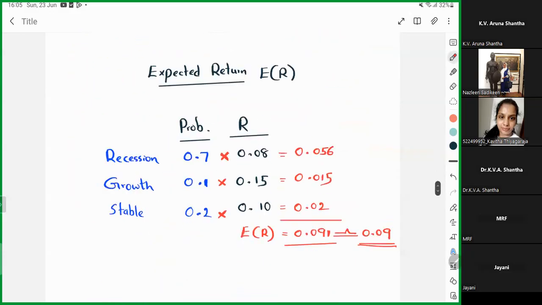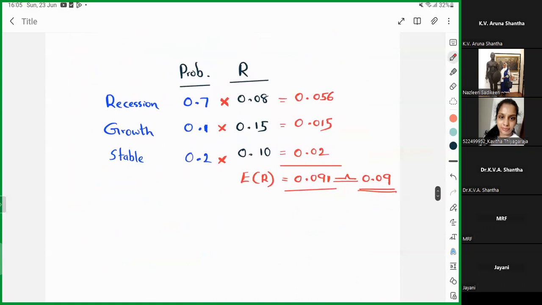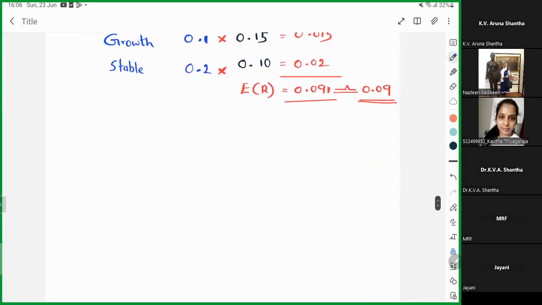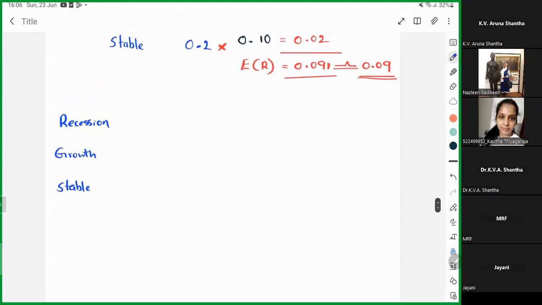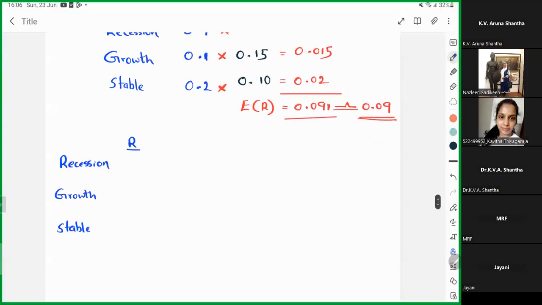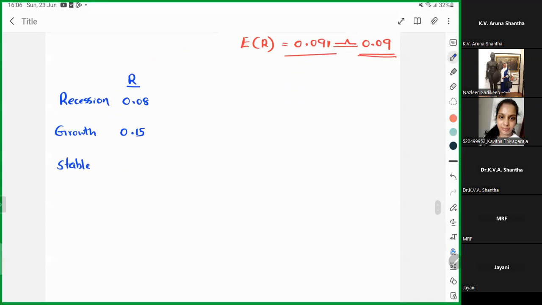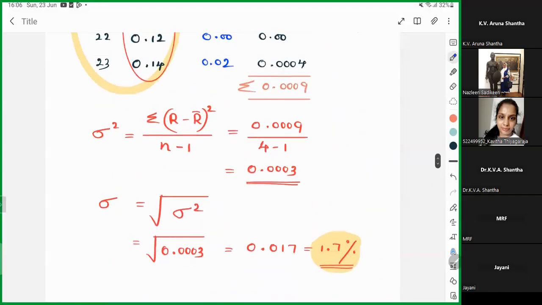Now we have rate of return with probabilities and expected return. Now work out the question with me, then you can understand. We have rate of return under 3 situations: recession, economic growth, and when the economy is stable. How much rate of return? How much R value? 0.08, 0.1, 0.15 and 0.1.